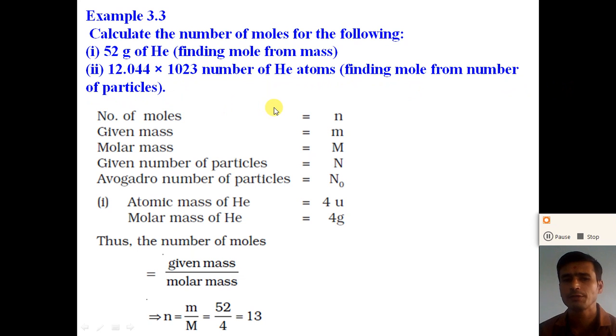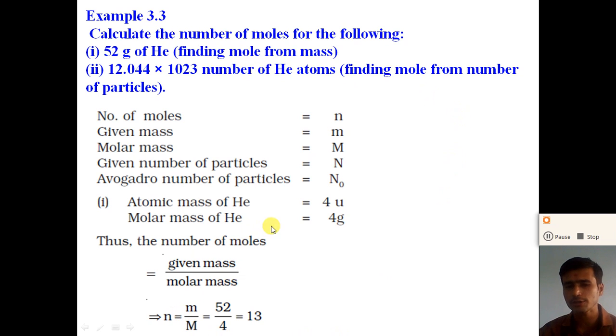So dear student, we know how we can find the number of moles from the mass and the number of moles from the number of atoms present in the substance. We have a formula for both. Here, let the number of moles be n, the mass be given by small m, the molar mass M, the number of particles N, and the Avogadro number of particles N0. Now, first, how can we find a mole from the mass?